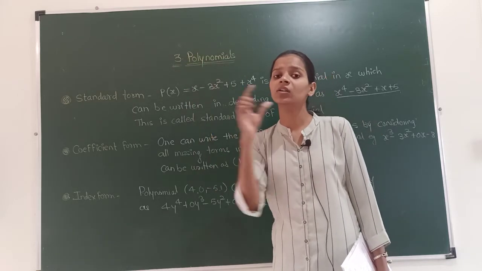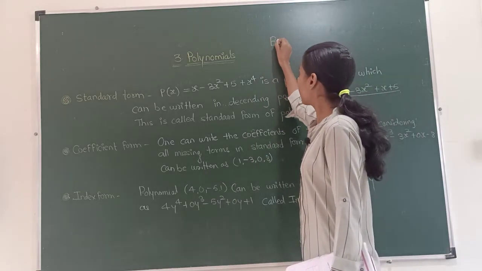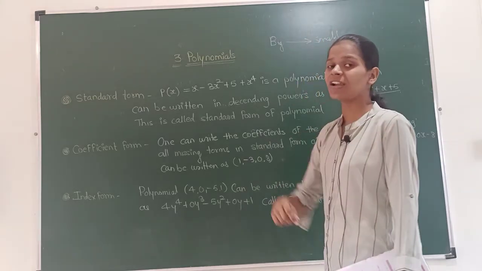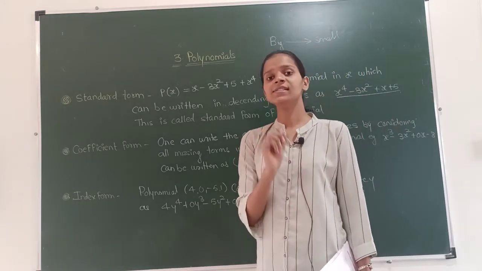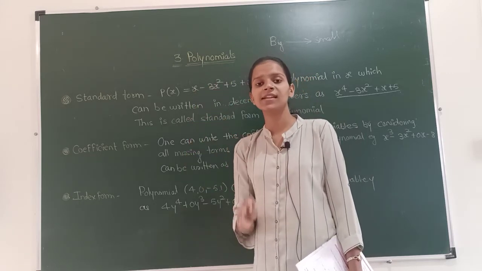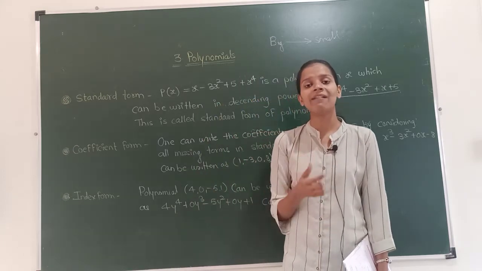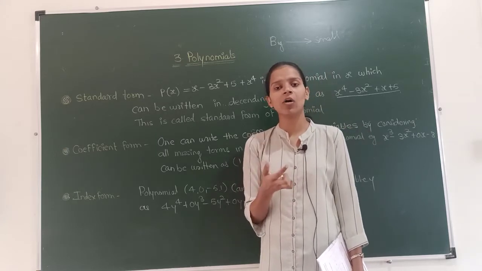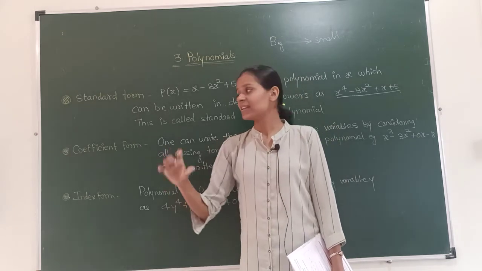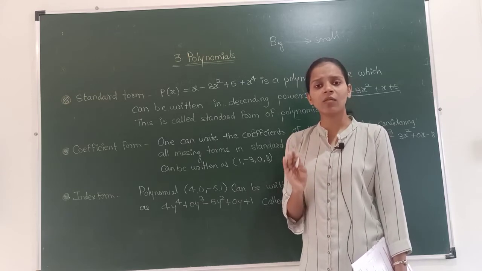Descending means from bigger to smaller. Okay, don't have any confusion. Descending means from bigger to smaller, and ascending is smaller to bigger. Most of the students have confusion between descending and ascending. Descending is from bigger to smaller. You have to arrange the powers of the given polynomial in the descending order, that is from bigger to smaller, and that format is called the standard form of a polynomial. Okay, did you get what is meant by the standard form of a polynomial?